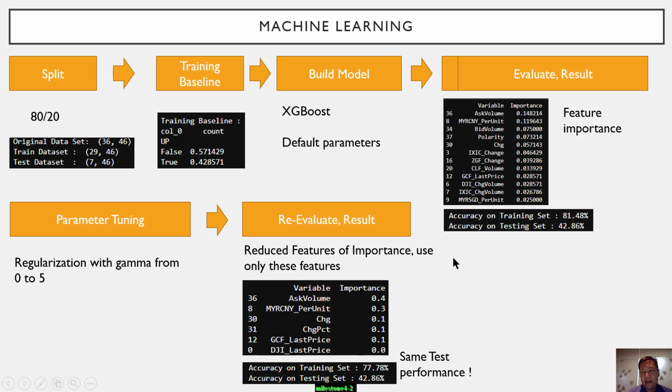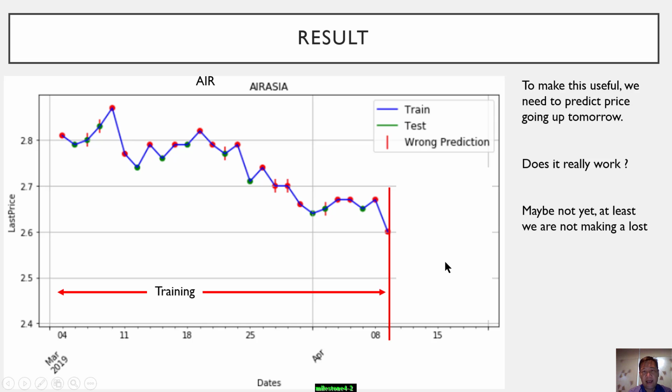So next, we want to see whether this prediction is of any good or not, right? Does it help the day traders to make some money? So let's look at this training set. I've hidden the test set, right? So let's look at the training set.